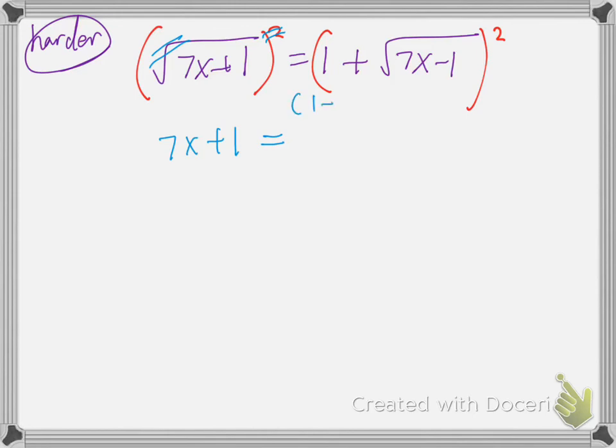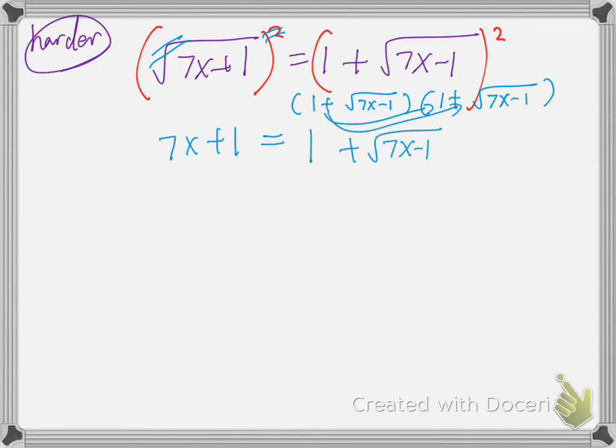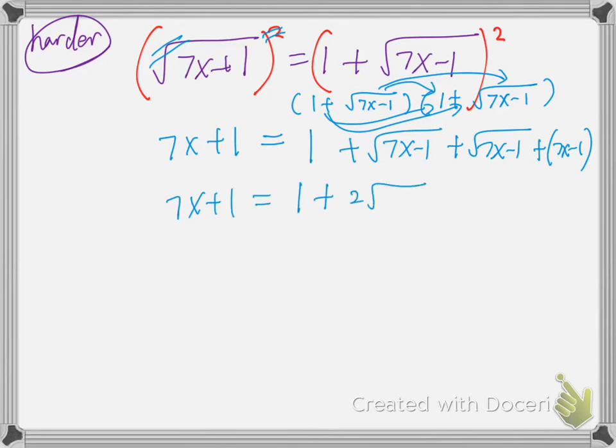So 1 plus this radical, times 1 plus this radical. FOIL method: 1 times 1, we get 1. 1 times this radical gives 7x minus 1, the inner product gives 7x minus 1 again, and then radical times radical, the radical cancels, so it's 7x minus 1. So let's rewrite and combine the two radicals on the right hand side.